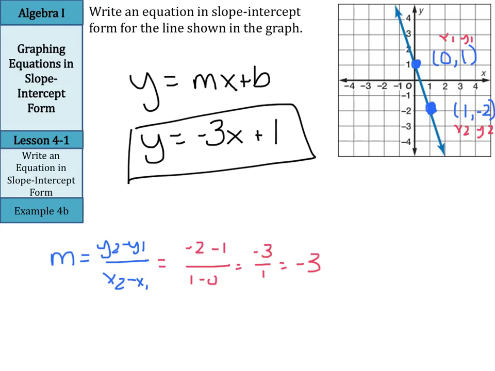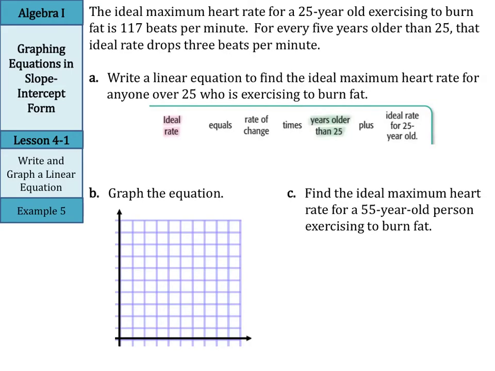One more to go. The ideal maximum heart rate for a 25-year-old exercising to burn fat is 117 beats per minute. For every 5 years older than 25, that ideal rate drops 3 beats per minute. So let's write a linear equation. And we have a table here to help us out, getting us from words to the equation.